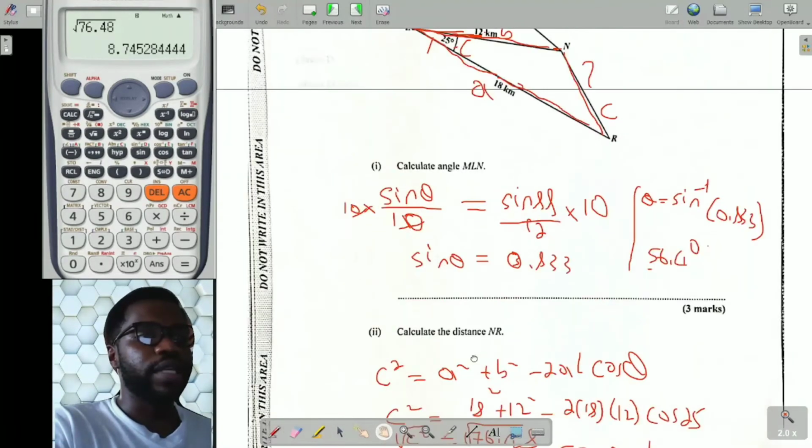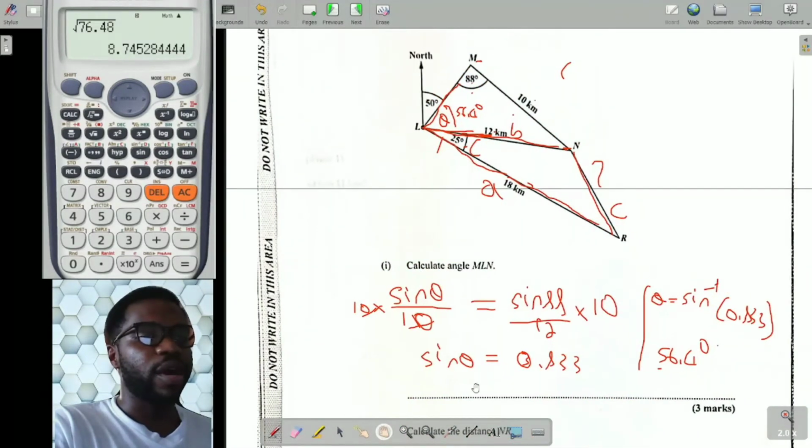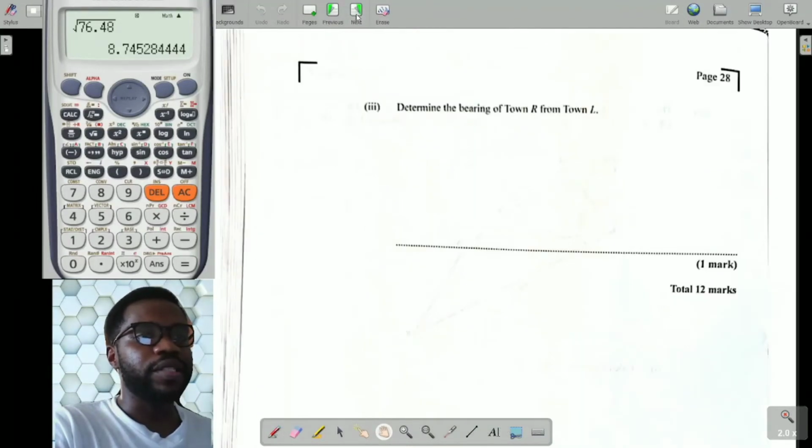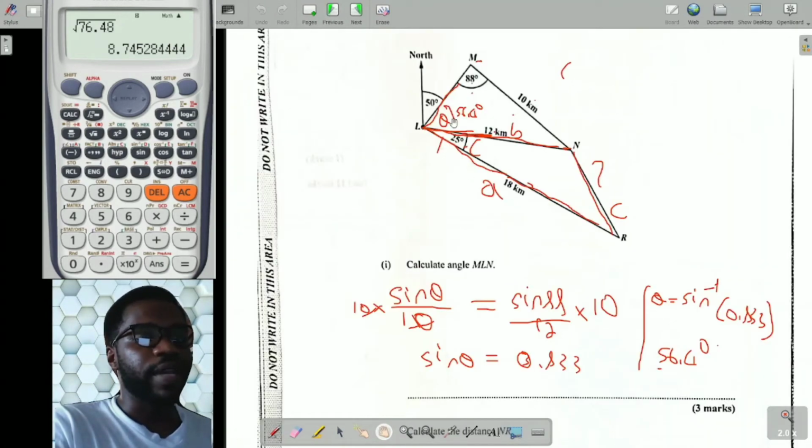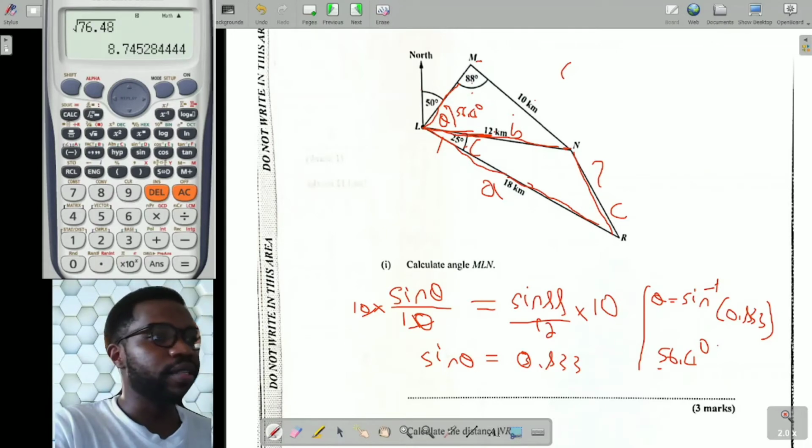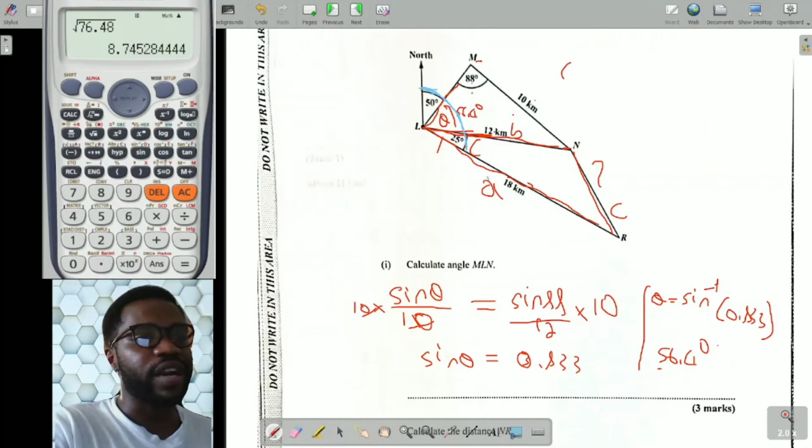Nothing? Alright, let's go to the next page. Let me go back up so you can see the diagram. Now the next page says determine the bearing of R from L. So the north sign is here. Now this is pretty straightforward because the bearing of R from L is measured from north. So let me use a different color here. This would be the bearing right here, all of this angle, because we're taking R from L and we measure it from the north sign.